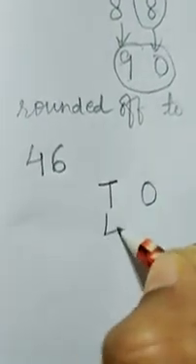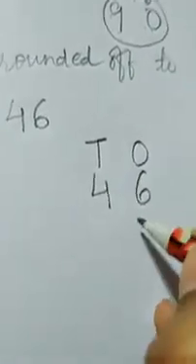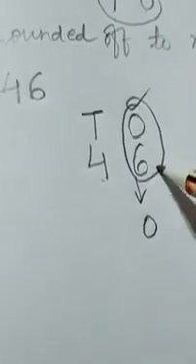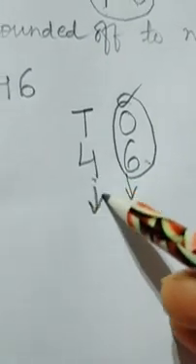Ones, tens. Here is 4, here is 6. It will become 0. Yes, now we will observe the digit of the ones place and we will write the digit of the tens place. You can see the ones place digit is more than 5, so the tens place digit will become next. It will become 5 because it is 6. It is more than 5, greater than 5. So this digit will become next, and 4's next is 5. So it has become 50. 46 rounded off to nearest 10 is 50.